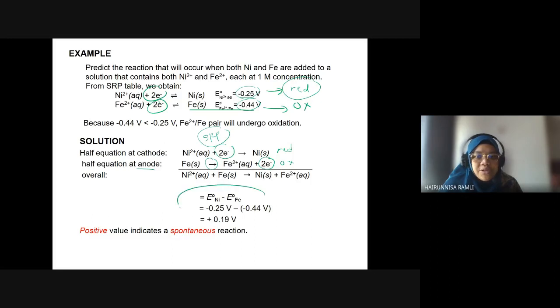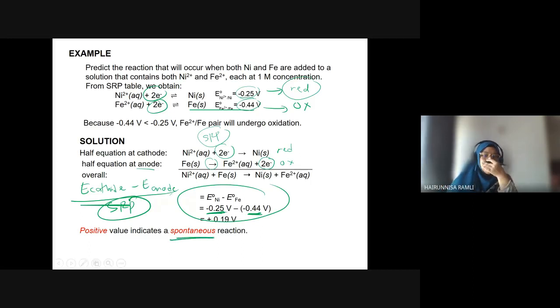So cuma masa you calculate E cathode tolak E anode is actually still sama by using SRP. You guna formula ni straight away, ambil value daripada SRP. Tak perlu nak terbalik-terbalikkan value. You just ambil, okay, tadi cathode tolak anode, cathode you adalah negatif 0.25, tolaklah anode you negatif 0.44. So you dapatlah positif value. So this is the spontaneous reaction.